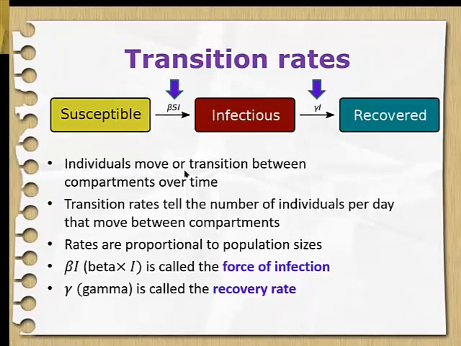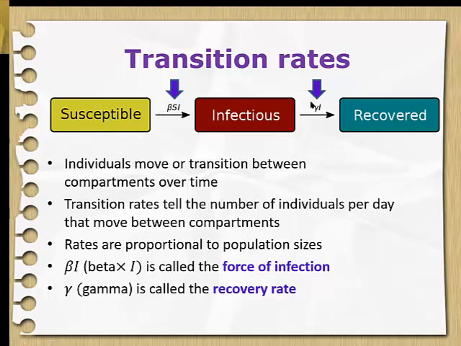Okay. Now, in my model, I talked about the compartments, susceptible, infectious, and recovered. I also have these two numbers, beta SI and gamma I. So I'm going to explain what these numbers are in this slide. Individuals move or transition between compartments over time. Someone who starts susceptible may become infectious and then may recover. Each compartment here represents a number, and these numbers change over time. And I want to have a mathematical model that explains how these numbers change over time.